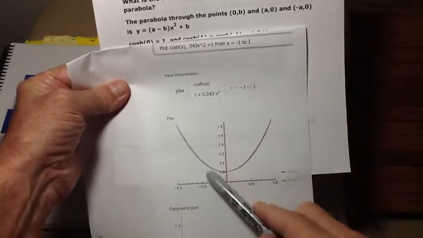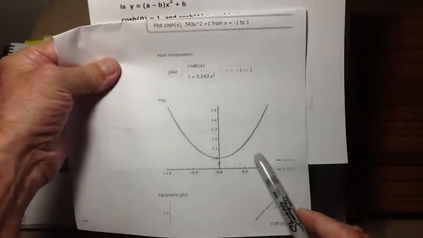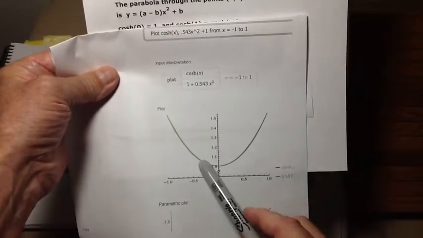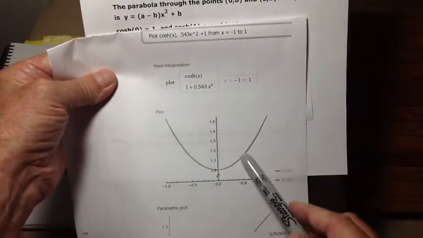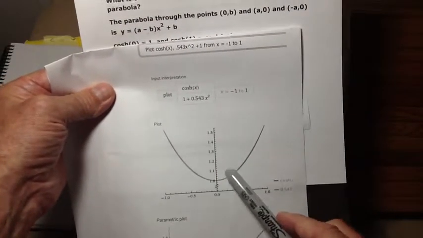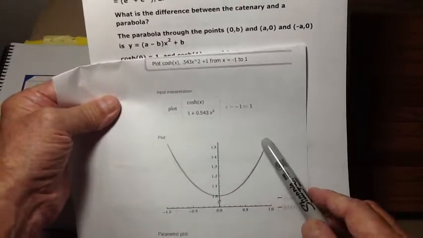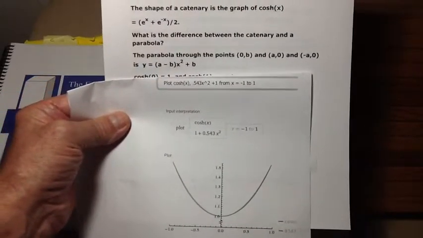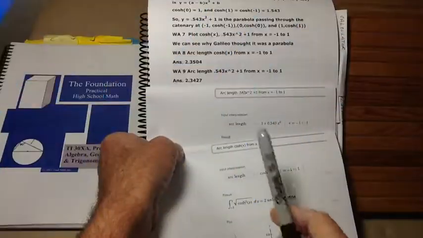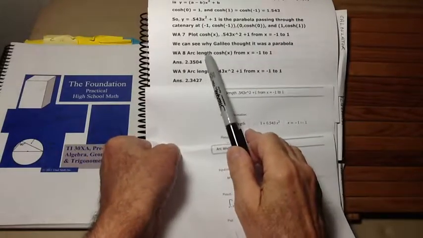And here's the hyperbolic cosine and the parabola graphed together, and in fact they're so close it's hard to even tell them apart. So it's quite understandable why Galileo thought it was a parabola. But in point of fact, it's not a parabola. They have slightly different arc lengths, and there is a measurable distance between them, as we'll soon learn, again using Wolfram Alpha. Okay, this is something normally you wouldn't do if you had to do it the manual way. It'd just be way too much work.